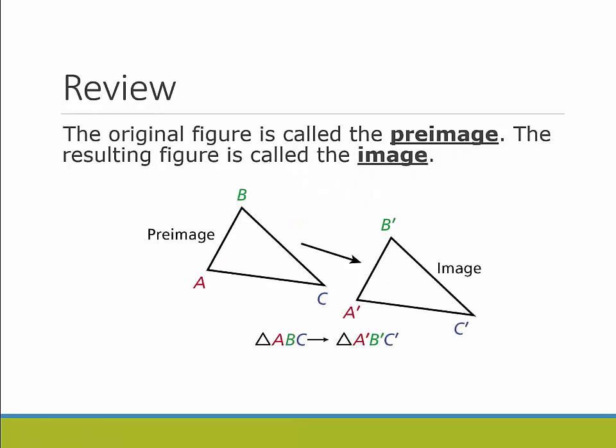So the original figure is always called your pre-image, and then the resulting figure is called your image. And remember, we use normal notation for pre-image, and once we've done something to it, we put these little slashes here, and we call them primes. So point A got moved to A prime, point B to B prime, and C to C prime.